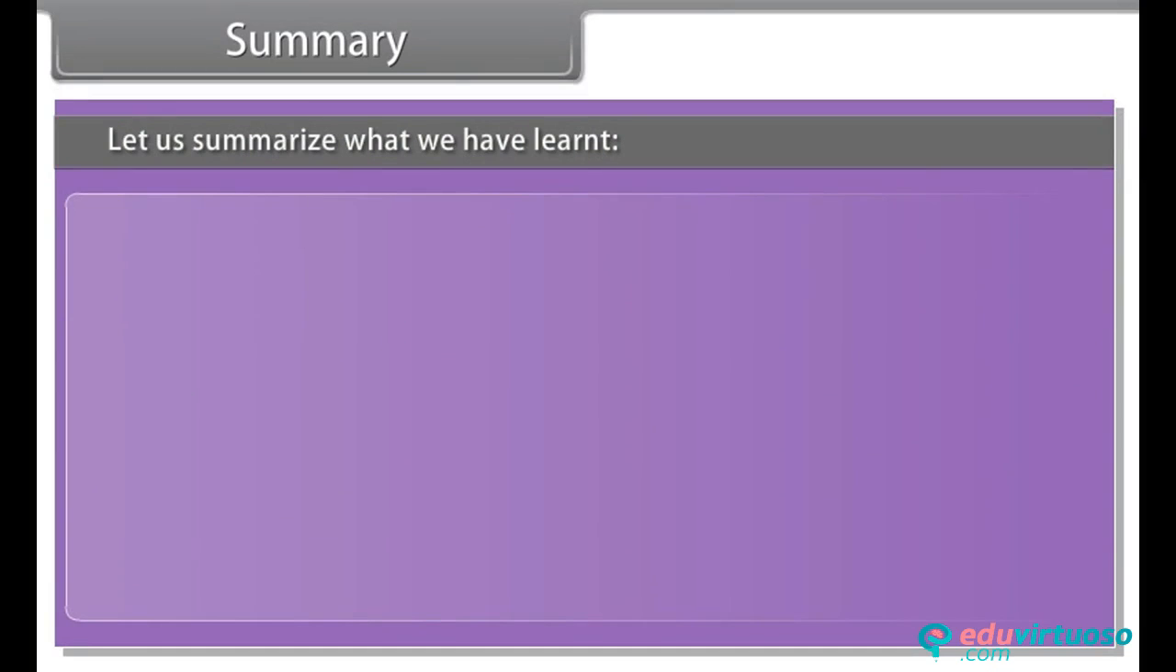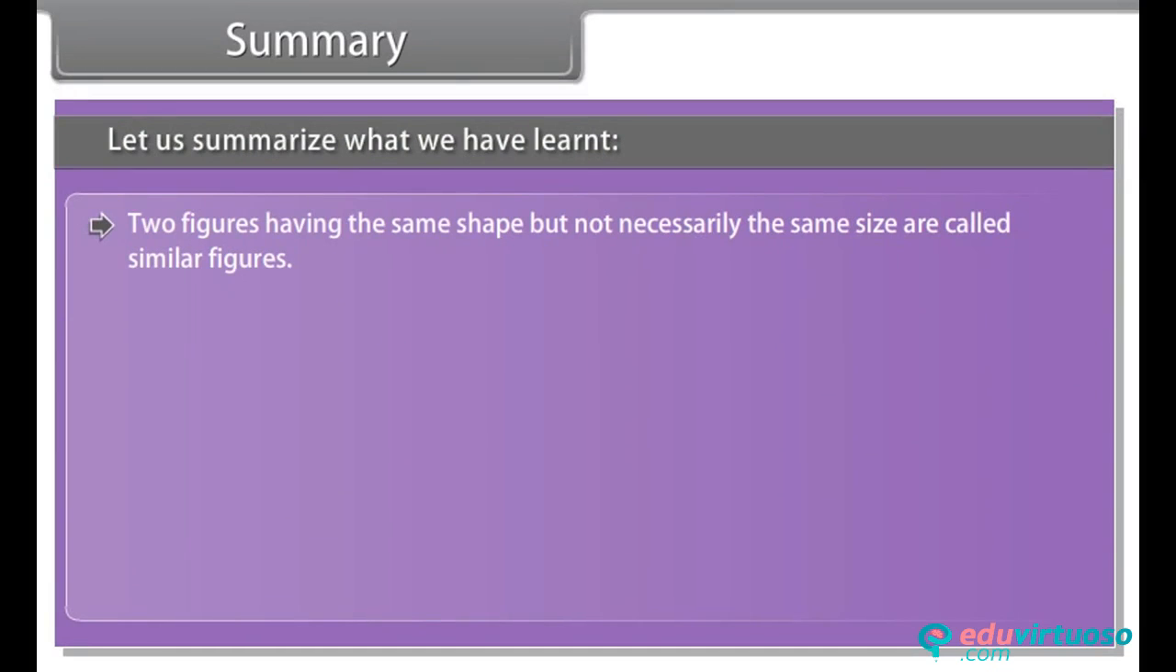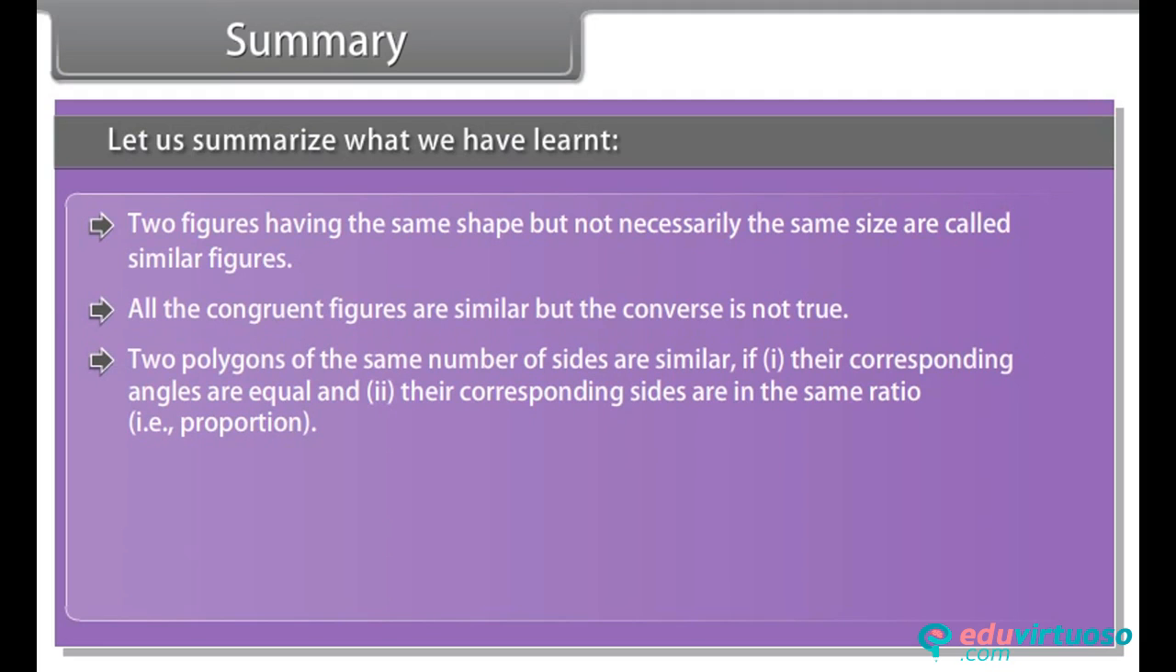Summary. Let us summarize what we have learned. Two figures having the same shape but not necessarily the same size are called similar figures. All congruent figures are similar, but the converse is not true. Two polygons of the same number of sides are similar if 1. Their corresponding angles are equal, and 2. Their corresponding sides are in the same ratio, that is, proportion.